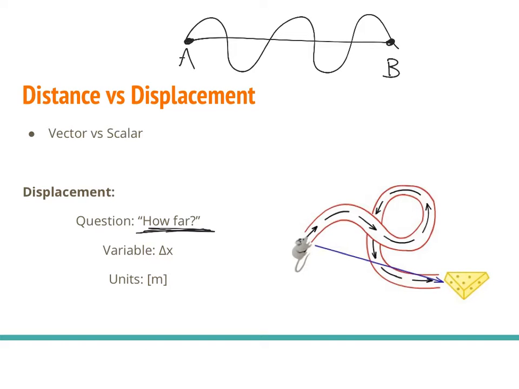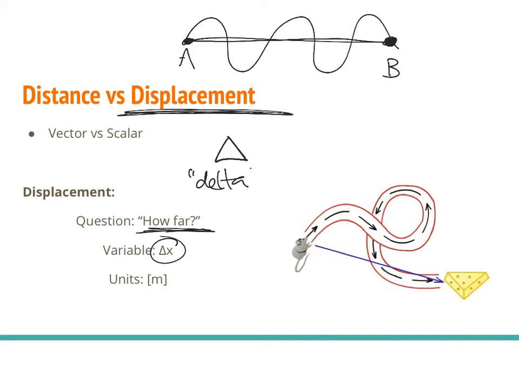Displacement is merely the straightest distance from point A to point B. So really what we care about here is displacement, how far away they are from where they started. And this is also noted as change in x. So this triangle thing here is called a delta. It's a Greek letter, and delta means change in. We're looking at a change in x.